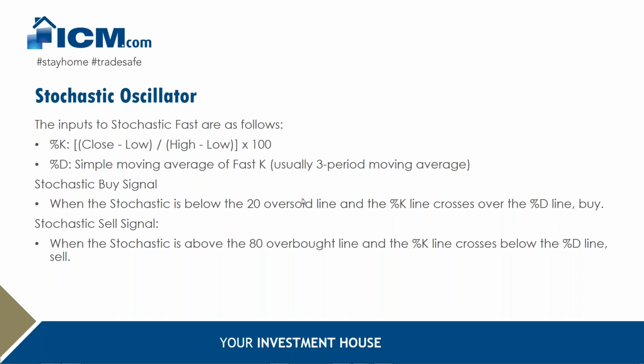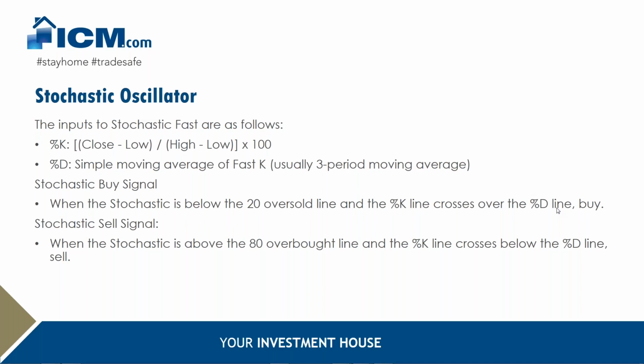Once you understand how to read the stochastic oscillator, both signals are easy to understand, buy side and sell side. For the buy signal, when the stochastic is below the oversold line and the K line crosses above the D line, that is a buy signal. There are two parallel lines, one is the K factor and one is the D factor line. So whenever this crossover happens below 20%, in the oversold level, that's a signal for the buy side.